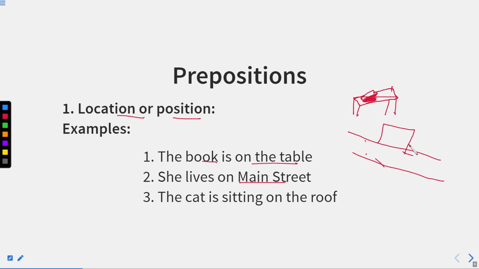So on the main street, it means the main street is just a part of that particular area, and he lives on some part of that particular road. Not on the road, but basically on the side of that road, or in a building which is there. So, on the main street.